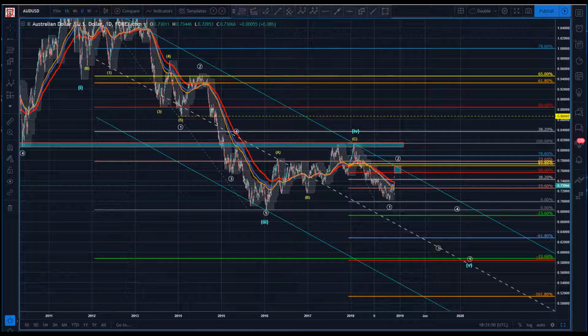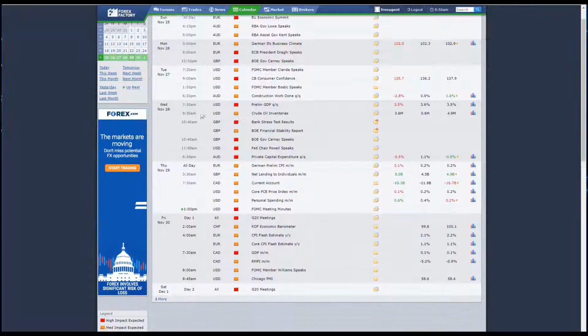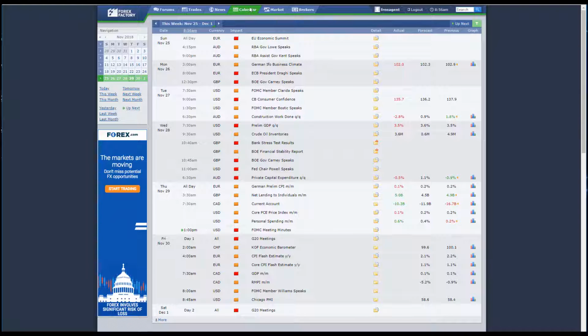Now, of course, as always, I've shown this before, whenever you're trading FX, you got to come over here. This is probably the most well-known and most commonly used. This is over on forexfactory.com. You just go to calendar.